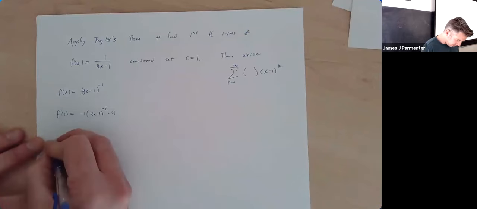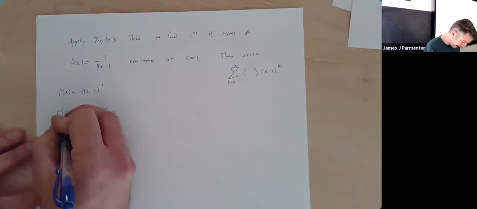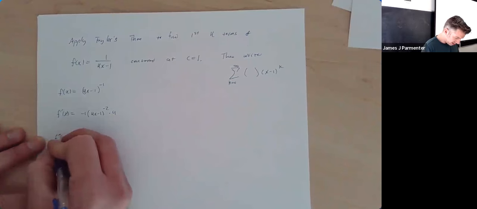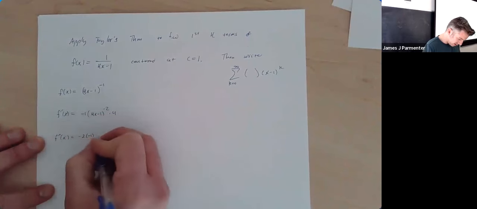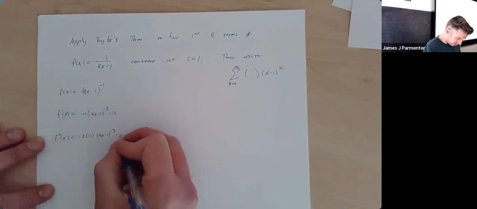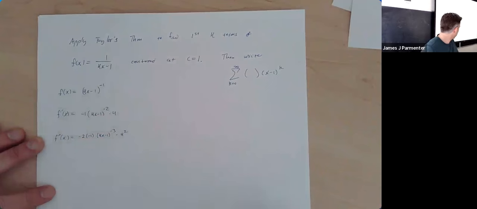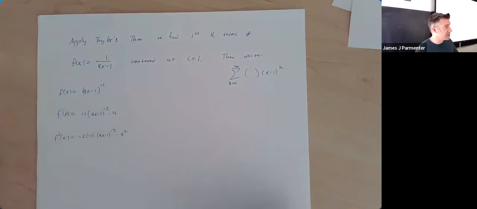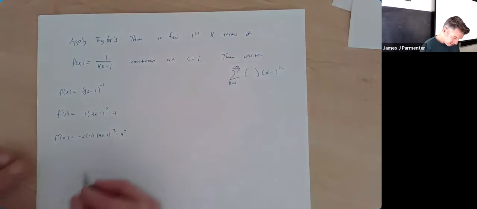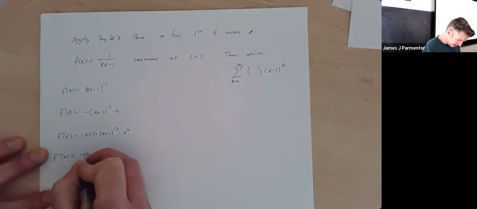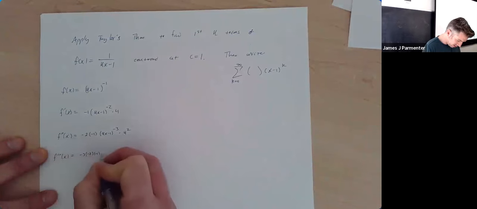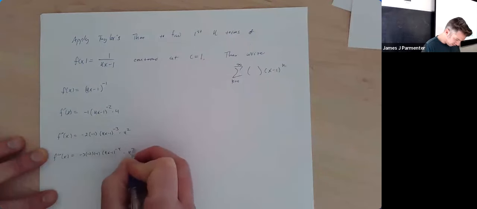So then my second derivative, f double prime of x, not f prime of 1, is going to be negative 2 times negative 1 times 4x minus 1 to the negative third times 4 times 4, or 4 squared. I do think simplifying that's fine, because you can see that every time you're going to get another 4. My third derivative is looking like negative 3 times negative 2 times negative 1 times 4x minus 1 to the negative fourth times 4 to the third.